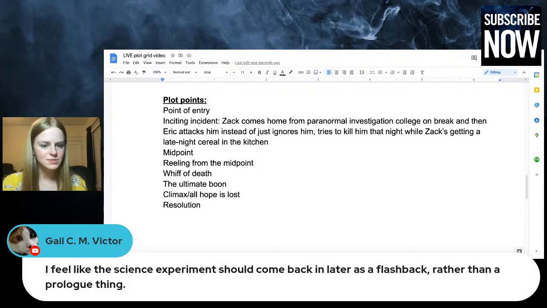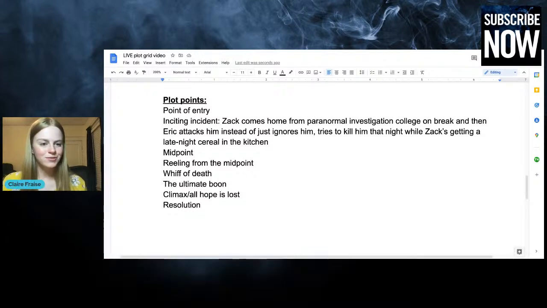Gail said, I feel like the science experiment should come back later as a flashback rather than the prologue thing. Yeah, I typically stay away from prologues. I don't like writing prologues. So I agree, this can come back later. I think the point of entry should be Zach walking through the door and Eric hating him.